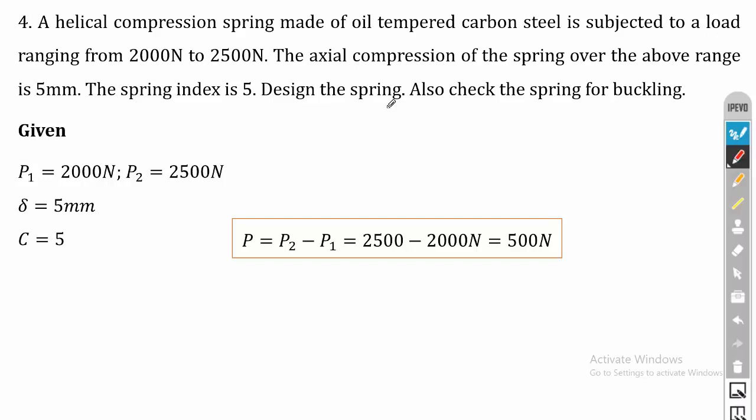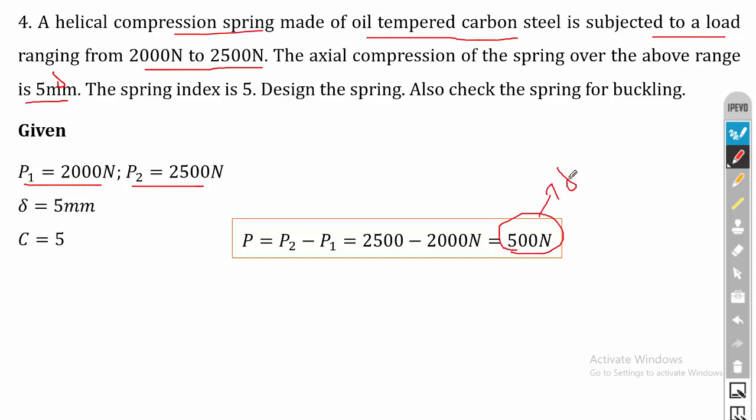So the tutorial problem is: a helical compression spring made of oil tempered carbon steel is subjected to a load ranging from 2000 Newton to 2500 Newton. So here P1 is 2000 and P2 is 2500. The axial compression of the spring over the above range is 5 mm. So the del for this range is the del for P2 minus P1. So for 500 Newton, the deflection value is 5 mm. The spring index is 5. Design the spring. Also check the spring for buckling.